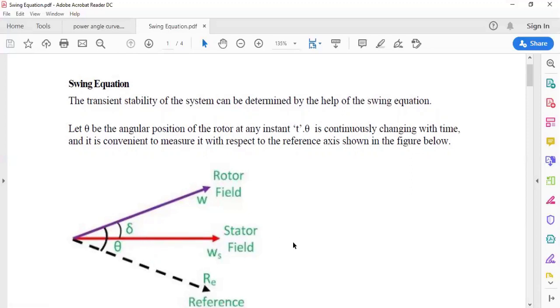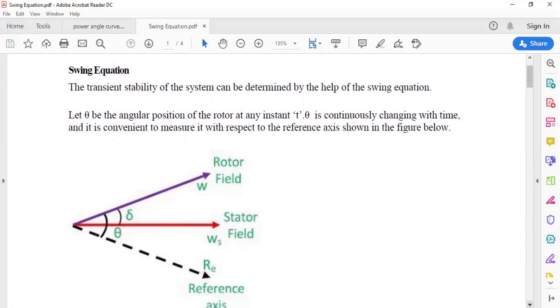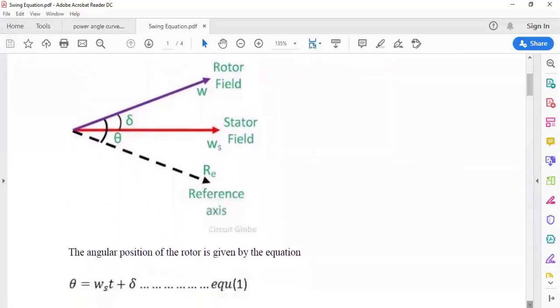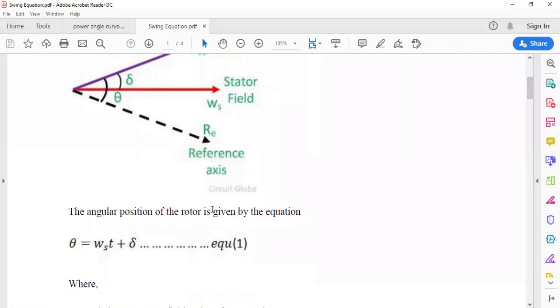So this angle, how to take this angle? This field is rotating at synchronous speed, so we can write omega s into t, plus delta will be our theta. So see the equation, angular position of the rotor is given by theta equals to this. Now we'll find the angular acceleration. So angular acceleration will be d squared theta dt square.